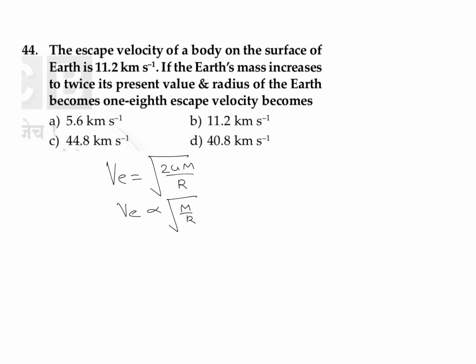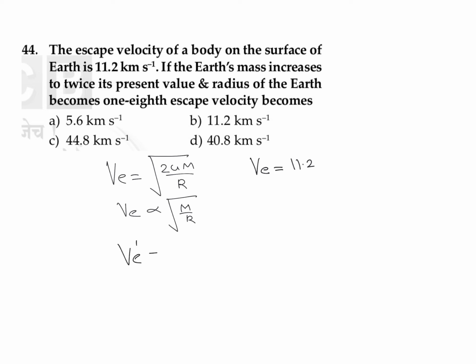So in this question, we need to find the relation between the escape velocities. It is given that the escape velocity of a body on the surface of Earth is 11.2 km per second. So on Earth's surface, we can write its escape velocity is 11.2 km per second. If Earth's mass is increased to twice the present value, we can write it like this.